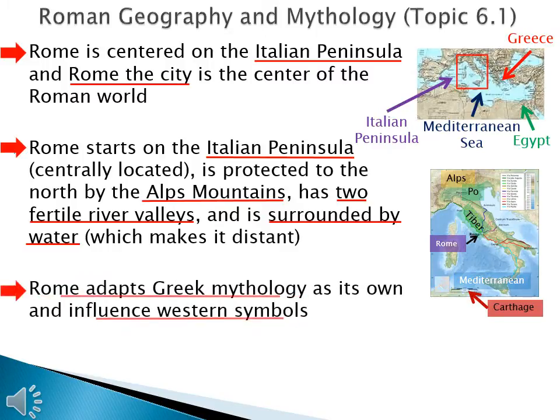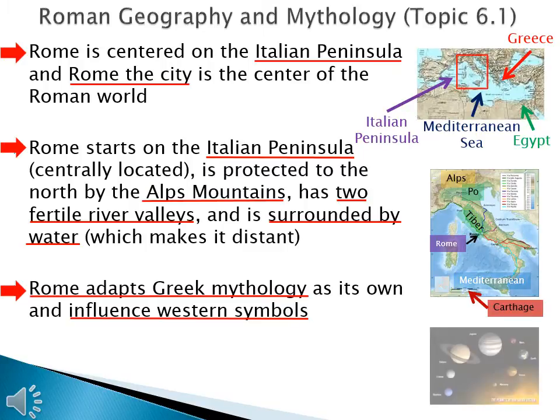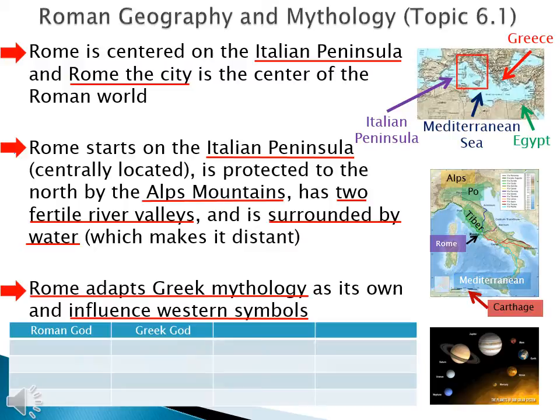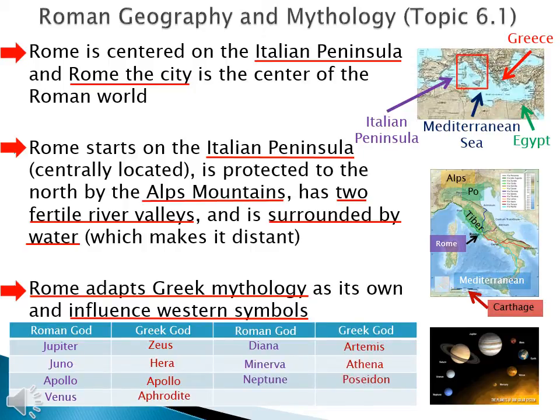Rome also adopts Greek mythology as its own, and that influences Western symbols. How much are they influenced? These are the planets, and they're named after Roman gods. So let's look at our Roman gods versus our Greek gods. We have Jupiter, who is Zeus, Juno, who is Hera, Apollo is Apollo. Venus is Aphrodite, Diana is Artemis, Minerva is Athena, Neptune is Poseidon, and Pluto is Hades. Go to the next slide.